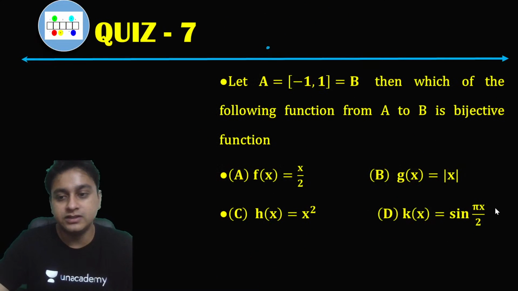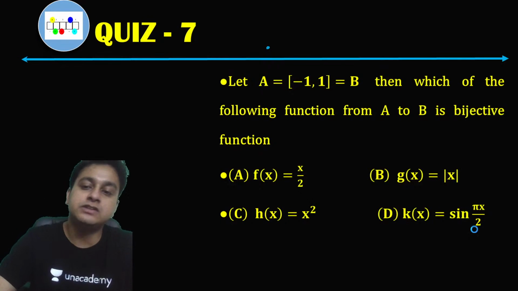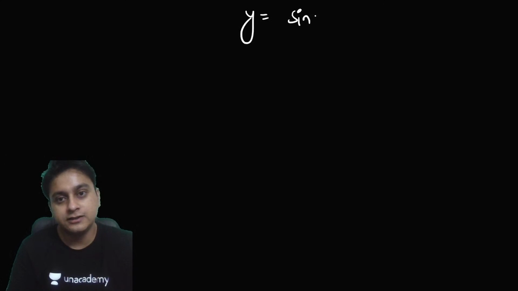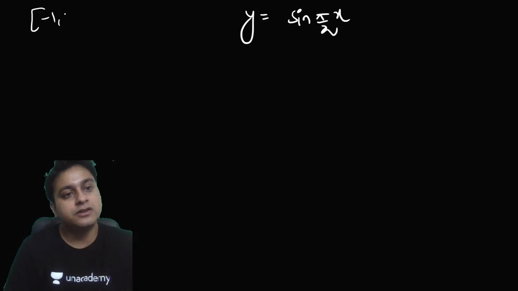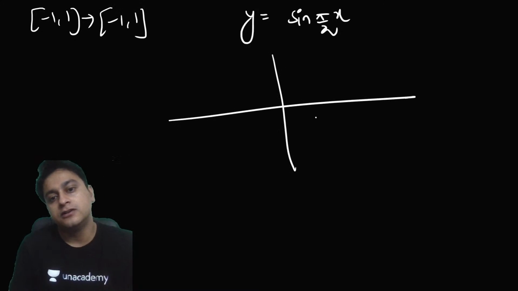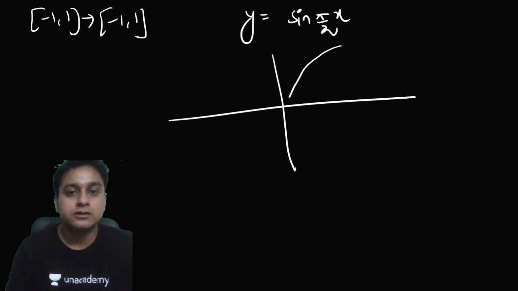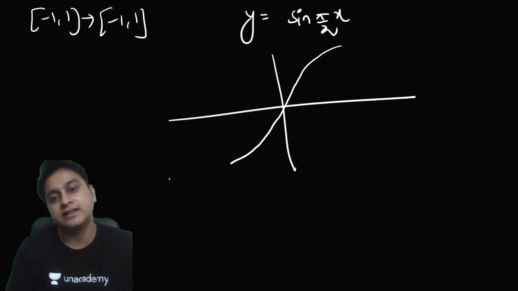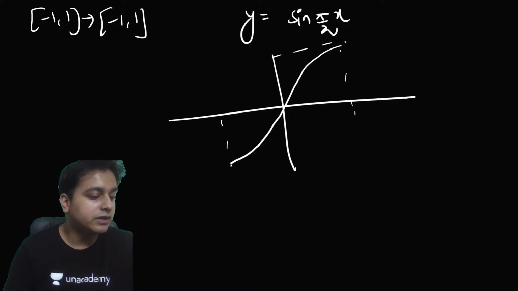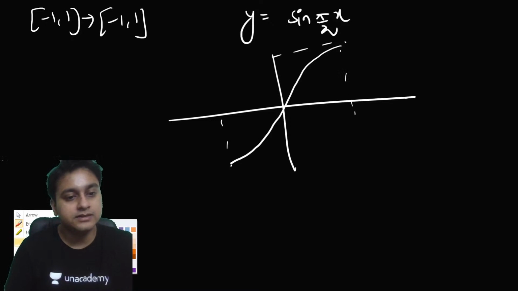Now, sine pi by 2x. Now, that's a very good question. Sine pi by 2x. So, guys, obviously, sine function y is equal to sine pi x by 2. Okay. So, domain is what? -1 to 1. And obviously, codomain is also -1 to 1. Let's draw the graph. So, guys, when you put x as 1, it will be 1. And when you put x as -1, it will be -1, isn't it? So guys, range and domain both are what? -1 to 1 only, isn't it?